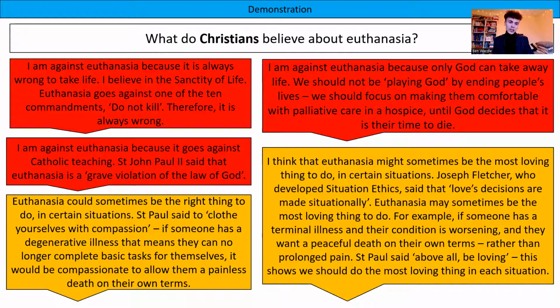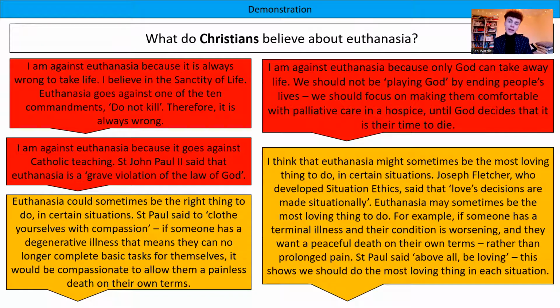The first one, which is red, which means it is against euthanasia, says, I am against euthanasia because it is always wrong to take life. I believe in the sanctity of life. Euthanasia goes against one of the 10 commandments, do not kill. Therefore, it is always wrong. Another quote then, I am against euthanasia because it goes against Catholic teaching. St. John Paul II said that euthanasia is a grave violation of the law of God. And then the third opposing quote, I am against euthanasia because only God can take away life. We should not be playing God by ending people's lives.